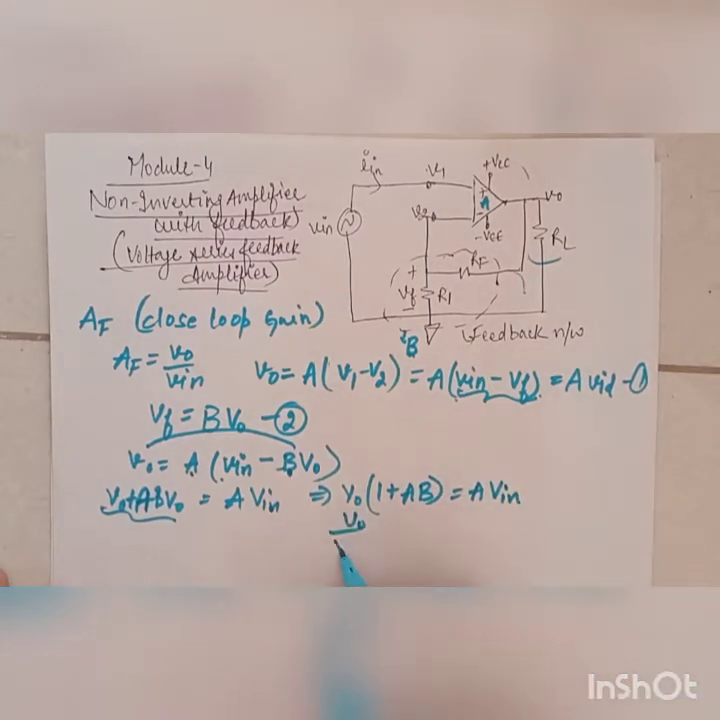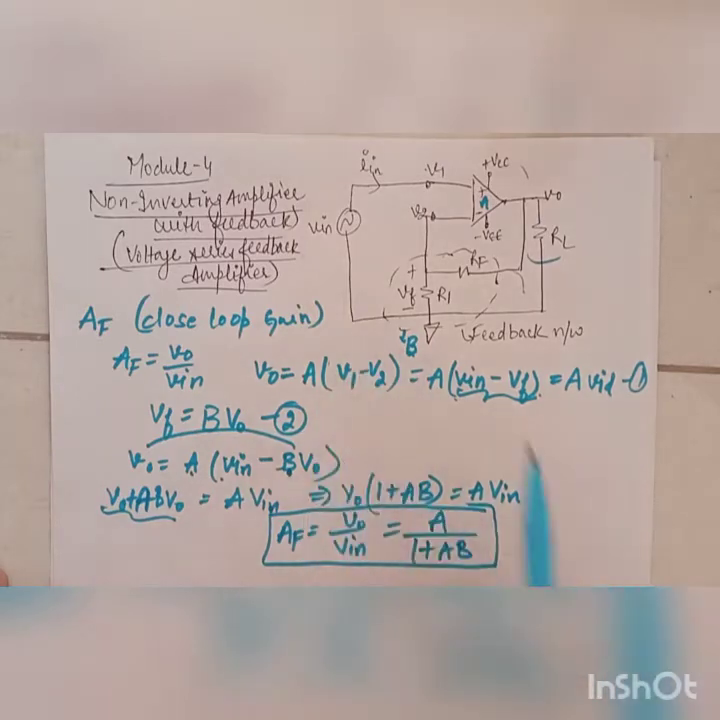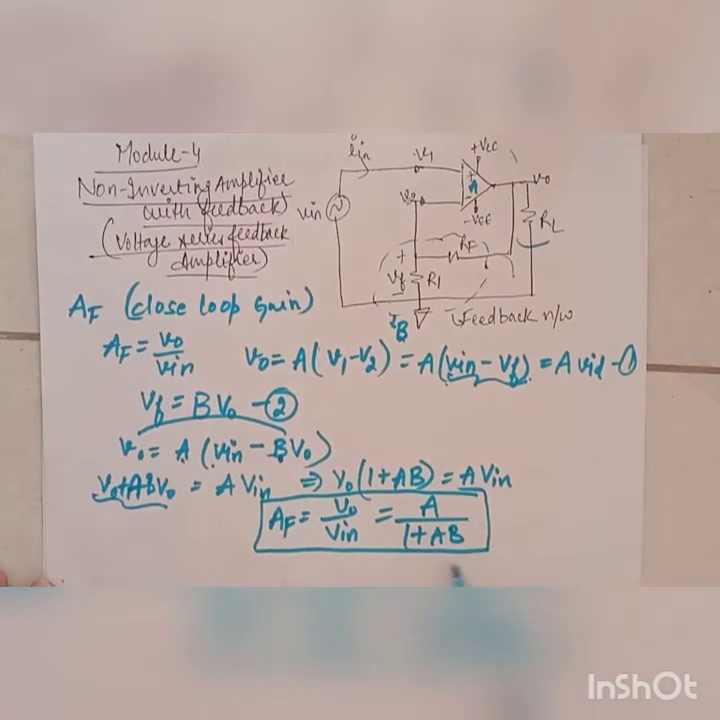So V0 by Vin, that is nothing but AF, will come equal to A over 1 plus AB. So this is the formula for AF in the case of non-inverting amplifier, because we have a negative feedback here, that's why in the denominator we are getting 1 plus AB. I will name this equation 3.